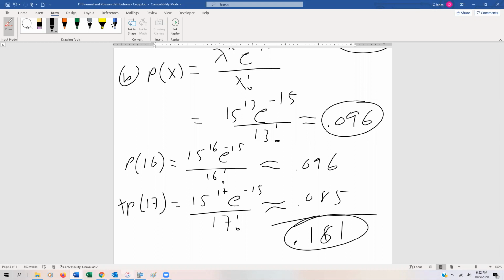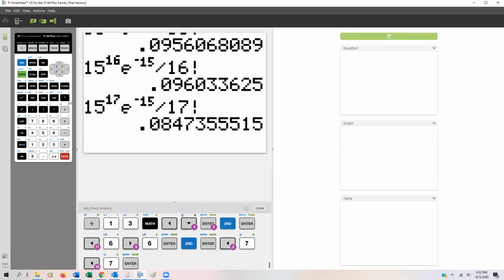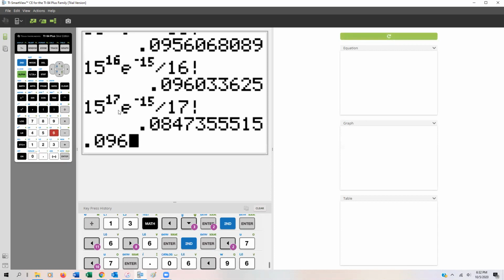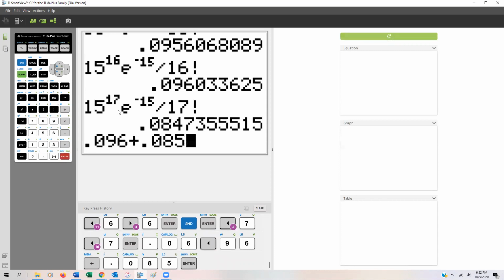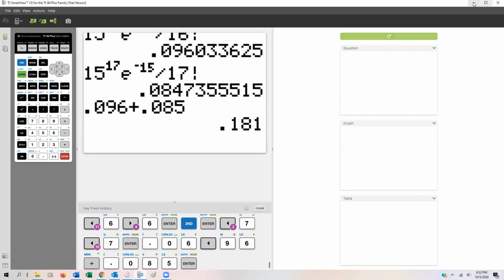Of course, I'm going to check the calculator because I don't trust myself. So we're going to have 0.096 plus 0.085, and we do indeed get 0.181.